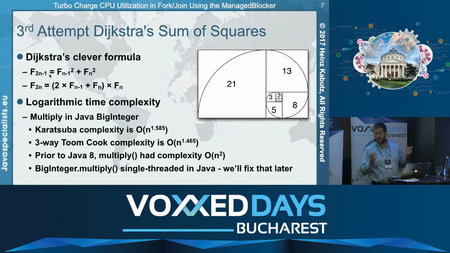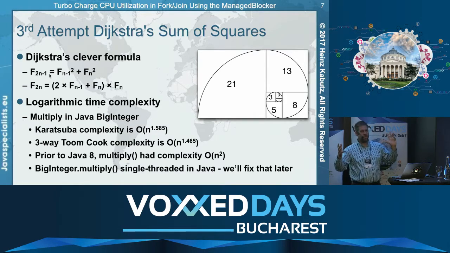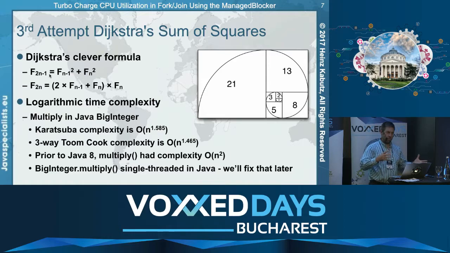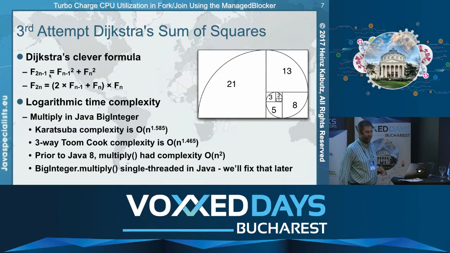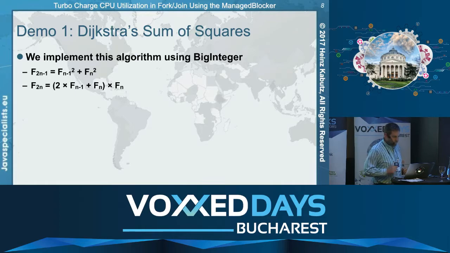And in Java 8, they fixed that. They've now got two different algorithms inside BigInteger. One is called Karatsuba, the other one's called Toom-Cook. Toom-Cook is for very large numbers, and for slightly smaller numbers, they use Karatsuba, and even smaller, they use the normal order n squared multiplication. However, it's still single-threaded. Now, we will fix that in this demo. So the first demo, we're going to try and implement the algorithm using BigInteger.